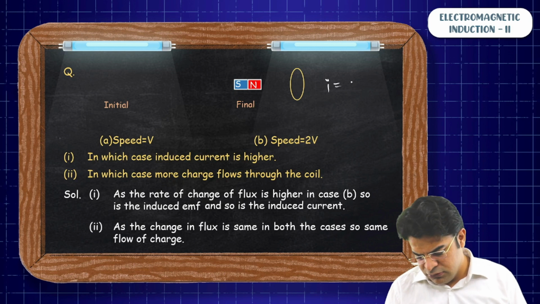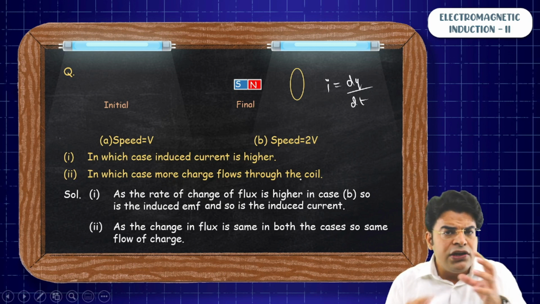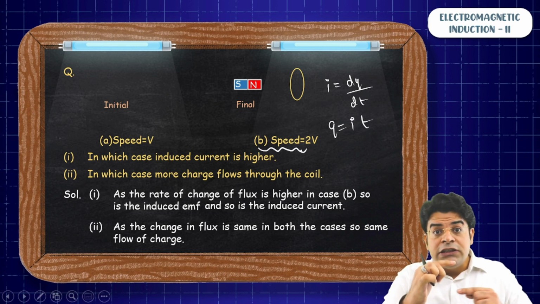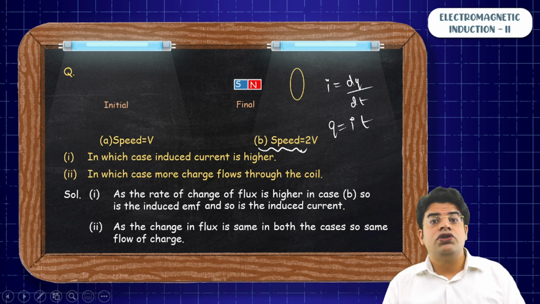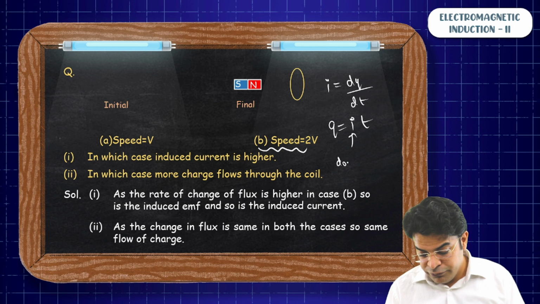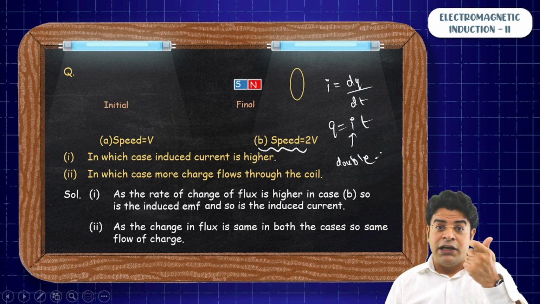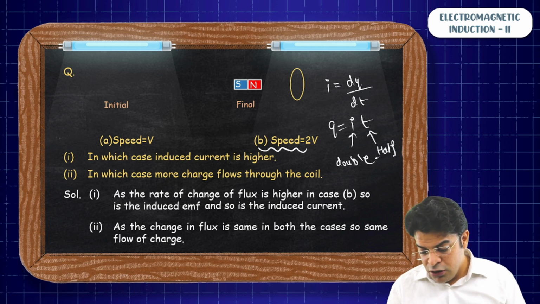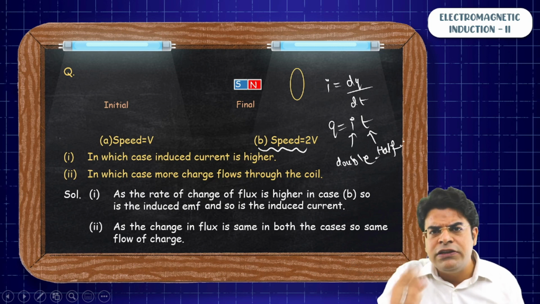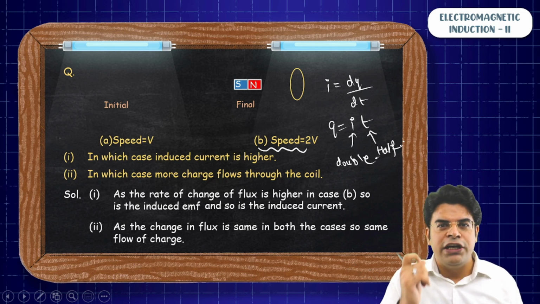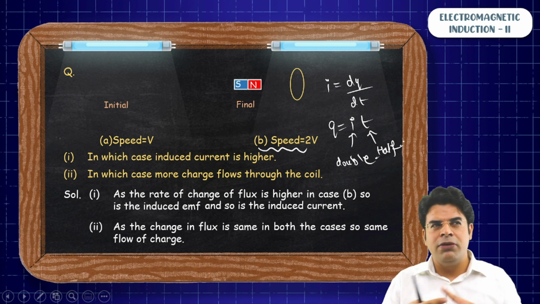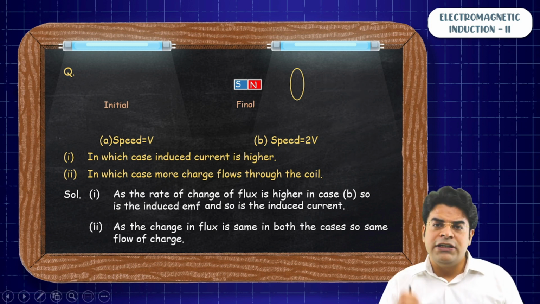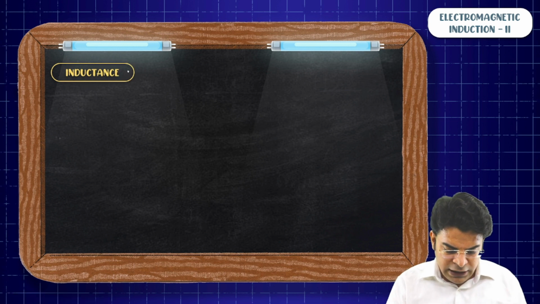Or you can think of it this way as well. What is current? The rate of flow of charge with respect to time. So can you say that the total charge flow equals current into time? In case B, the speed is double, so the EMF is double, so the current is double. But since the bar magnet moves at double the speed, the time taken to reach the final position will be half. So if the current becomes double but the time for which that current flows becomes half, what will you say about the total charge flow? Current is becoming double but the time becomes half, that's why the total charge flow has to remain the same. Yes.